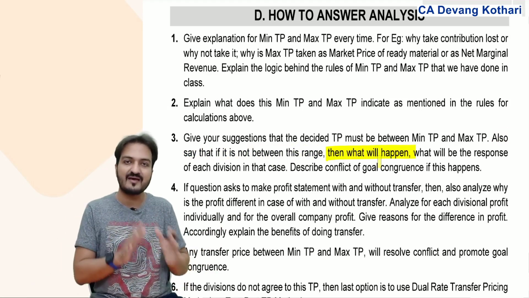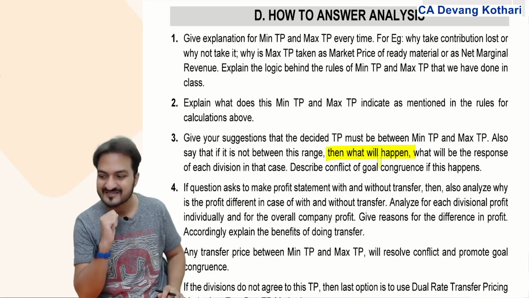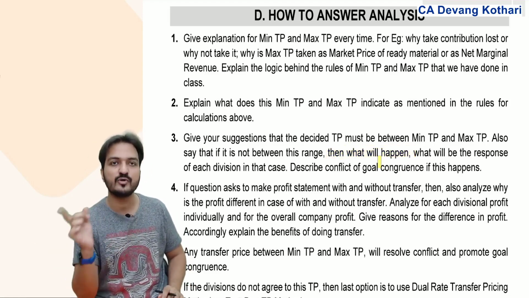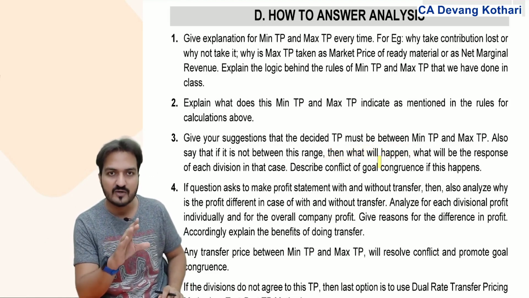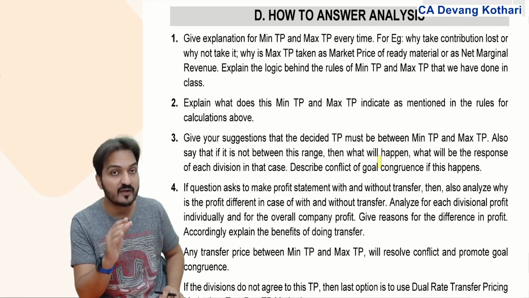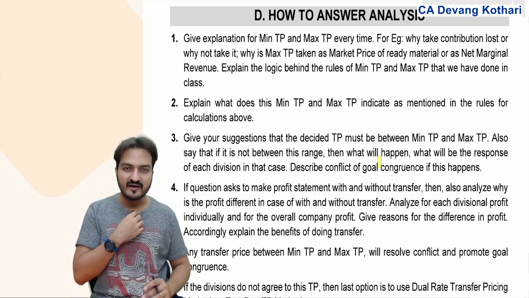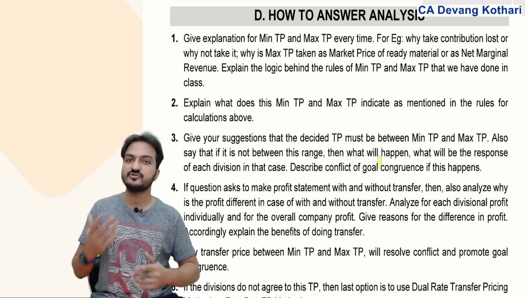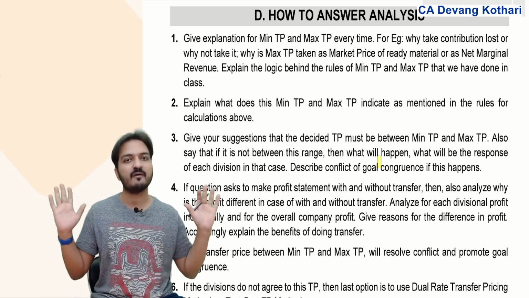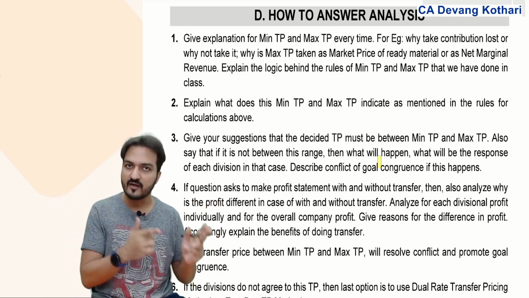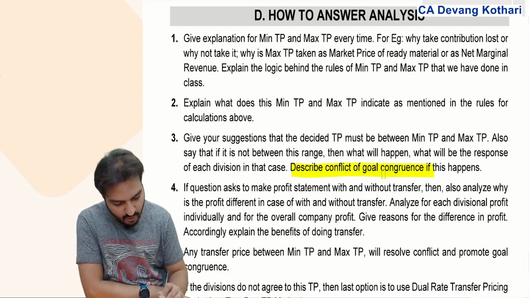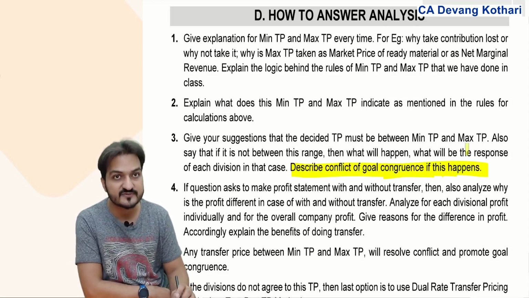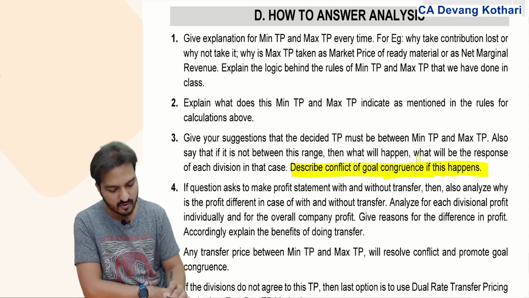Which division will like the price? Which division will not like the price? Like in that question 6, what I showed you here, the given transfer price was less than minimum TP. Well, in that case, what will happen? In that case, division A does not wish to do transfer. Division B will be happy to take the transfer. Write that in your answer. And because of this, you write that there will be conflict of goal congruence.